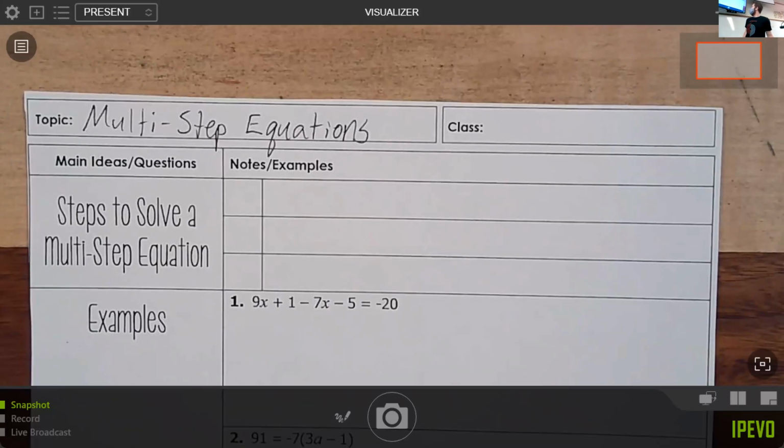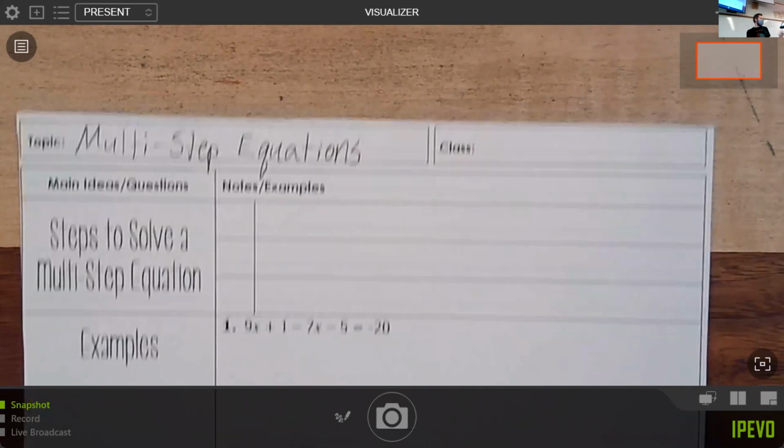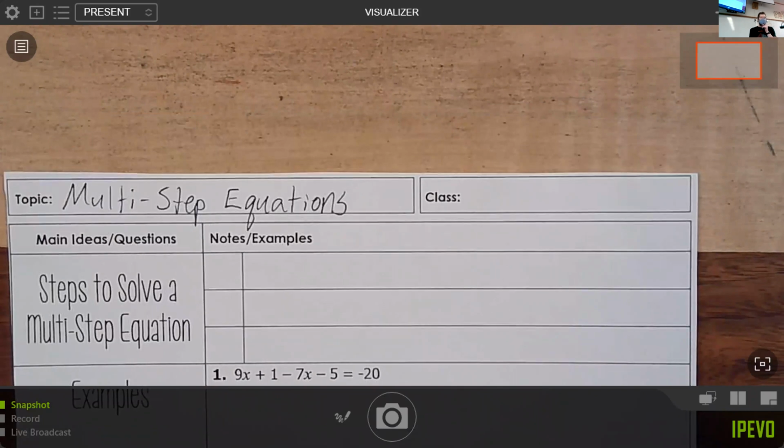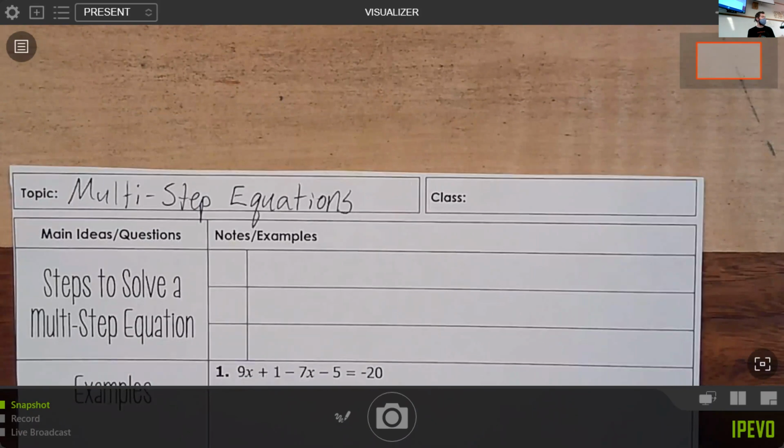So essentially, anything beyond 2 steps, we are calling multi-step equations. And there's three main steps to this. It doesn't mean that there are only 3 steps in solving the equation. I want to be clear about that. Sometimes there's definitely more than 3 steps, but each one of these things could be more than 1 step. But if you go through the process, you'll end up working through the entire thing.